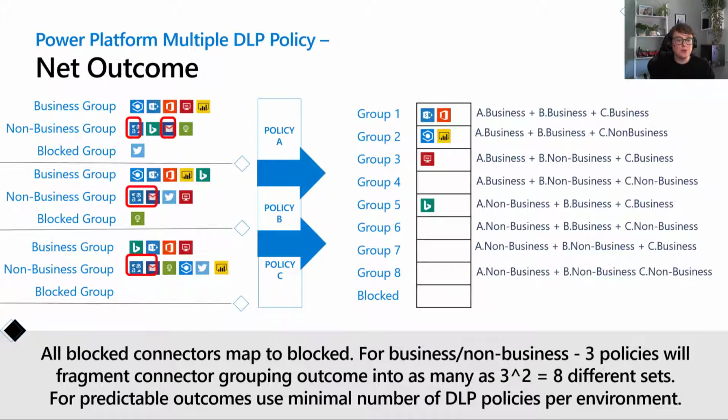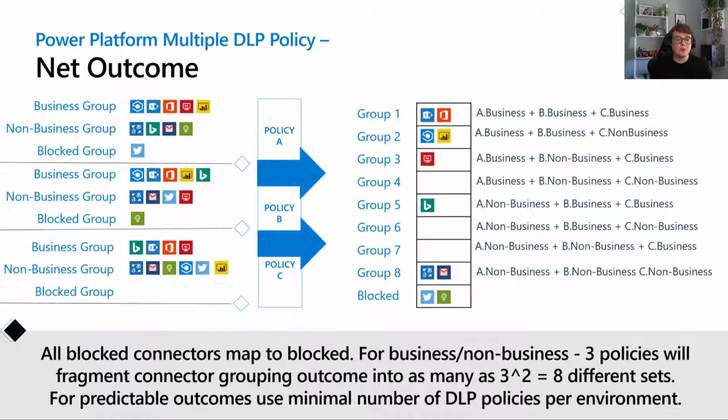And then if I look at the three non-business groups, I can see that they've got Translate and Gmail in common, so those two connectors can be used together as well. And then again, Twitter and HTTP are blocked from usage because they're blocked in at least one of the policies. So you can see that it's the most restrictive set that applies.